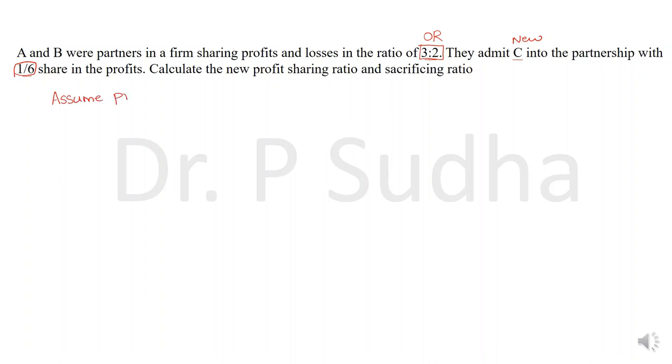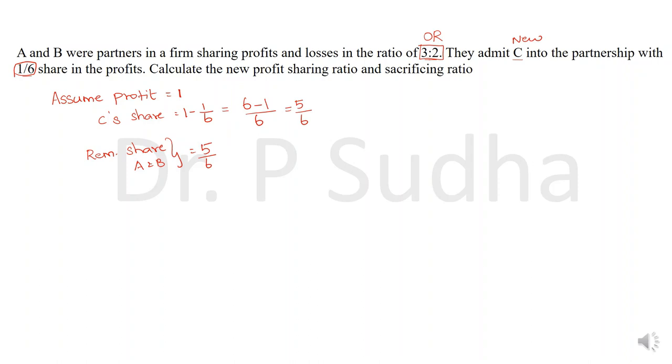that the profit of the partnership firm is equal to 1. If the profit is 1, what is C's share? He will be taking 1/6 of the profit. The remaining will be shared by A and B. So 1 minus 1/6: 6 into 1 is 6, minus 1, divided by 6. So the remaining share will be 5/6. This will be shared between A and B. So A and B will be taking 5/6 of the share.